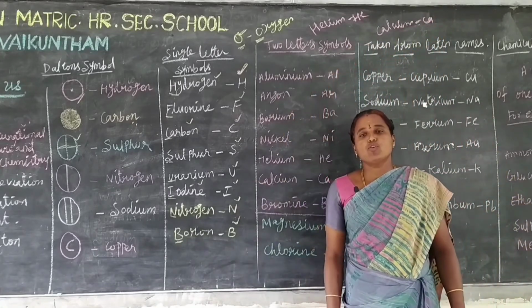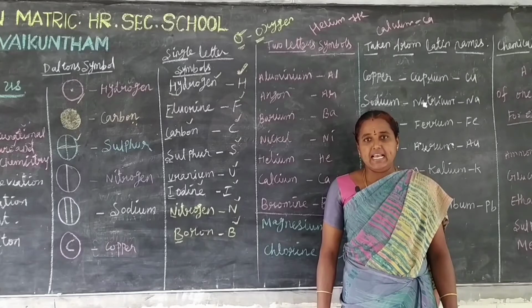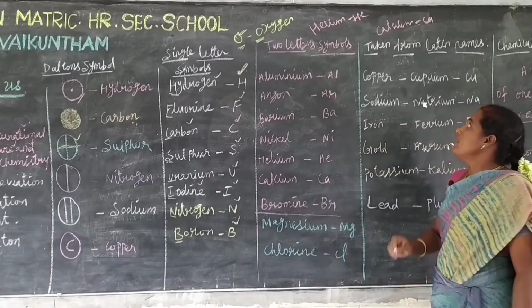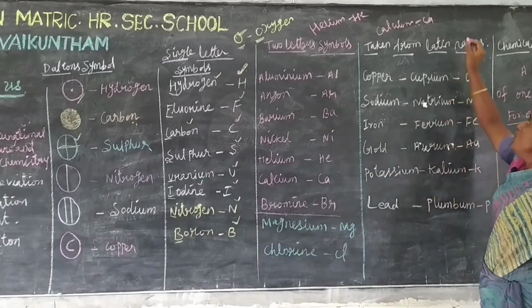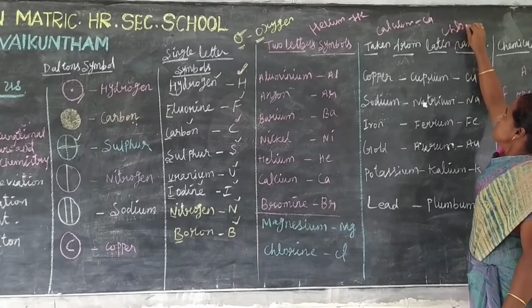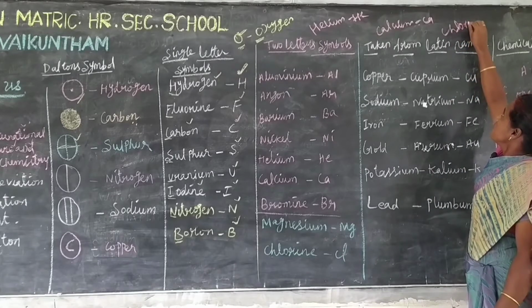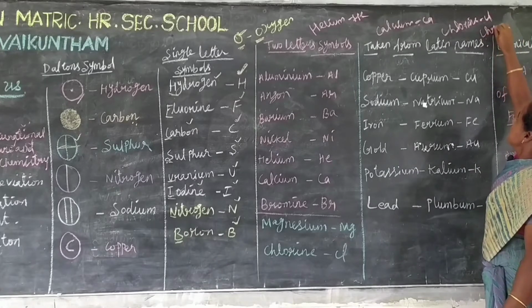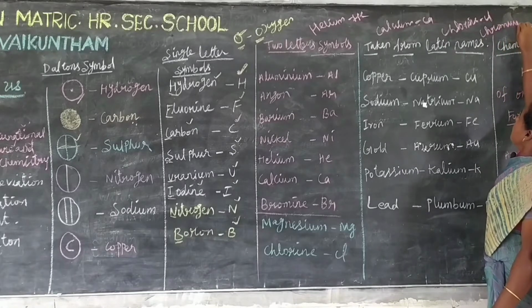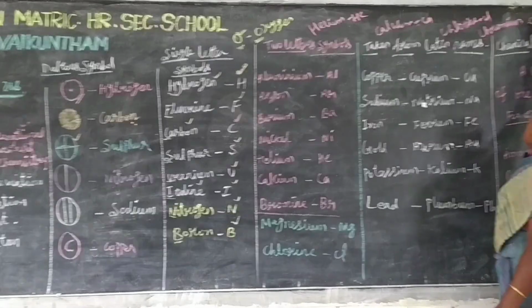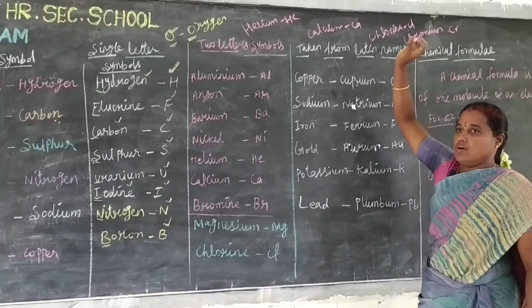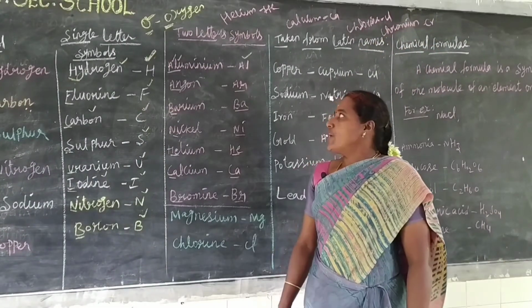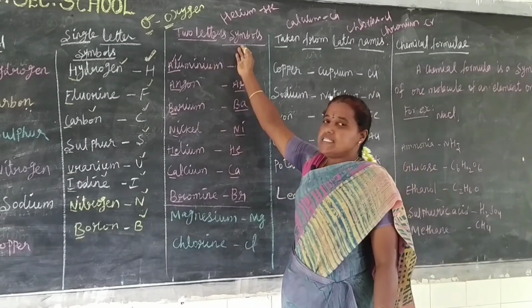The symbol for chlorine is Cl, and the symbol for chromium is Cr. Okay. Some more examples for two-letter symbols.